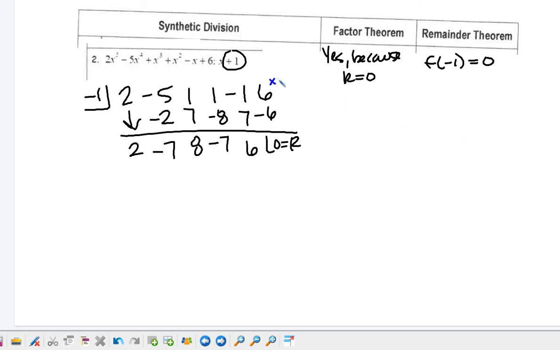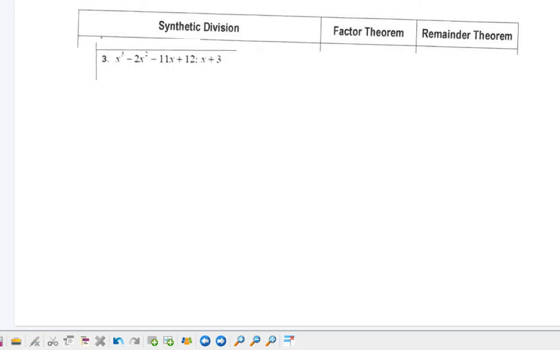So if this is a 5th degree, then this is a 4th degree. So we don't know how to factor a 4th degree. So if we were solving this, this means we would be forced to do synthetic division again. Okay? Until we could get it down to something that we could factor. Okay, number 3.